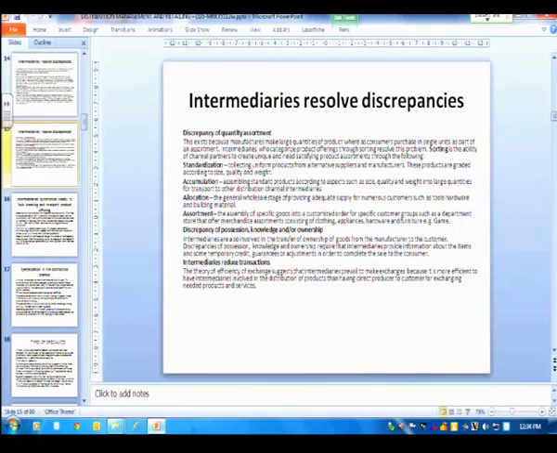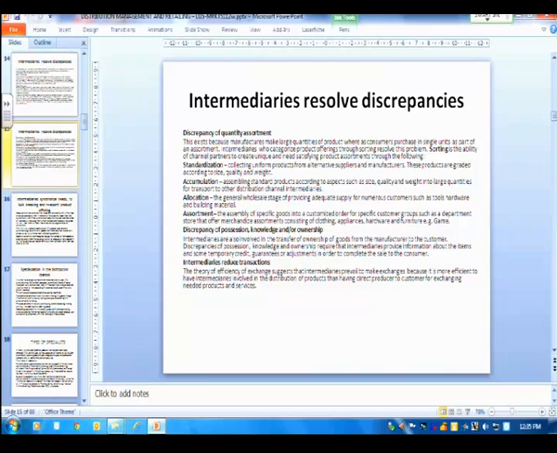And then the next one is discrepancy of possession, knowledge, and or ownership. Here we are saying that intermediaries are also involved in the transfer of ownership of goods from the manufacturer to the customer. Discrepancies of possession, knowledge, and ownership require that intermediaries provide information about the items and some temporary credit, guarantees, or adjustments in order to complete the sale to the consumer.